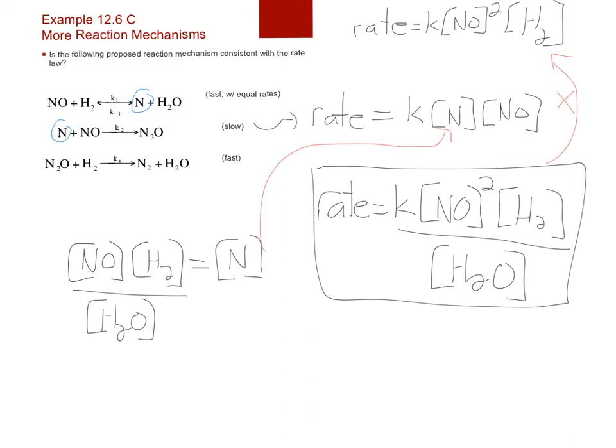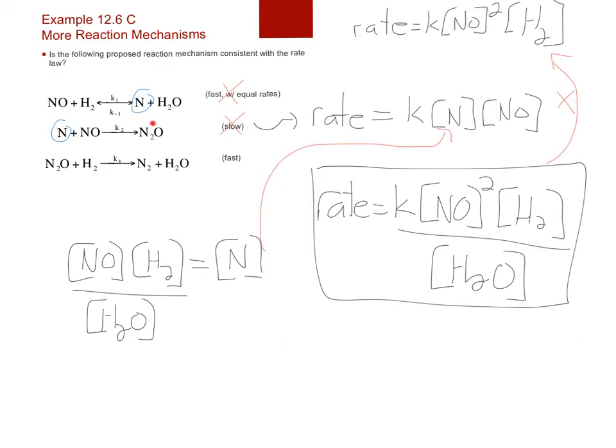So what happens is, okay, this first one is not the rate. We saw that. The second one is not the slow step. Maybe it's the third one. Now, the third one has N2O in it, which is an intermediate. So for N2O, we could substitute N and NO, which N is an intermediate. So we'd have to do this like double substitution.